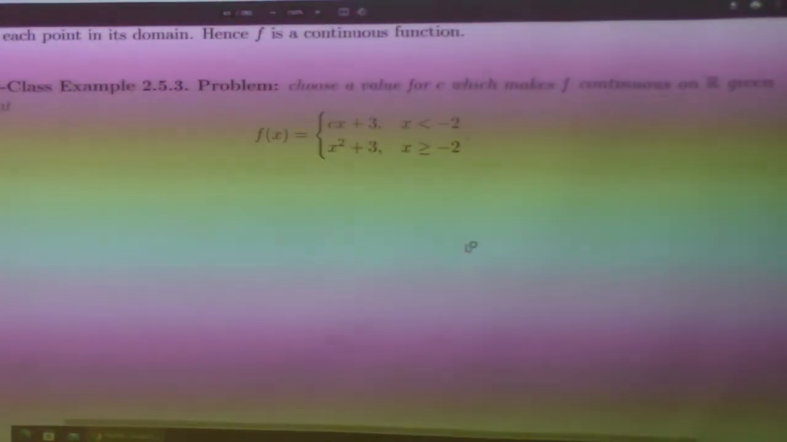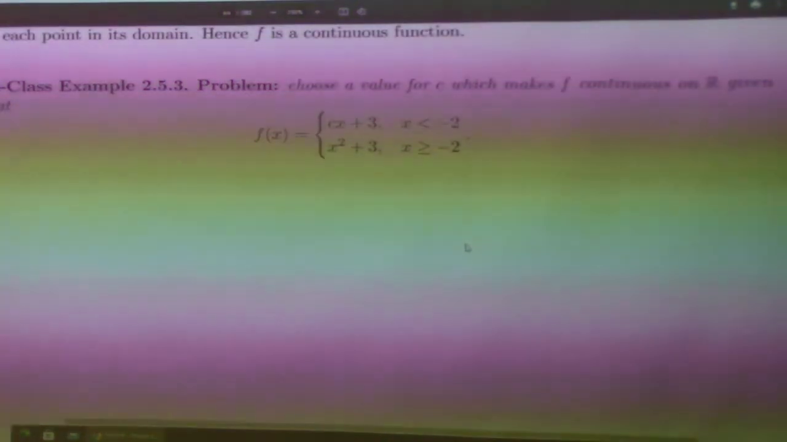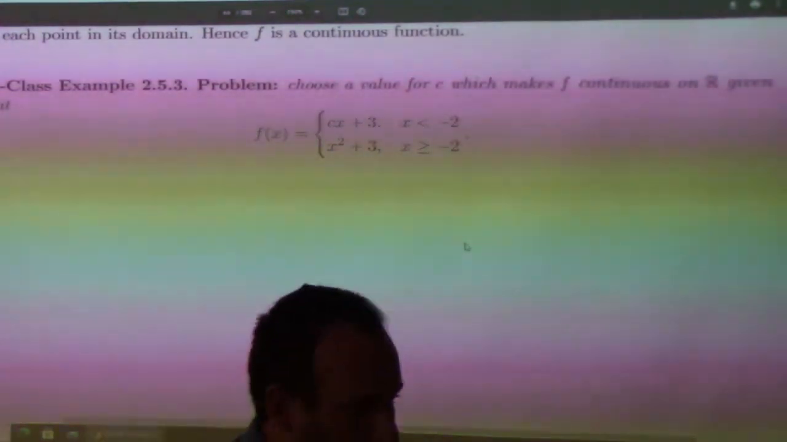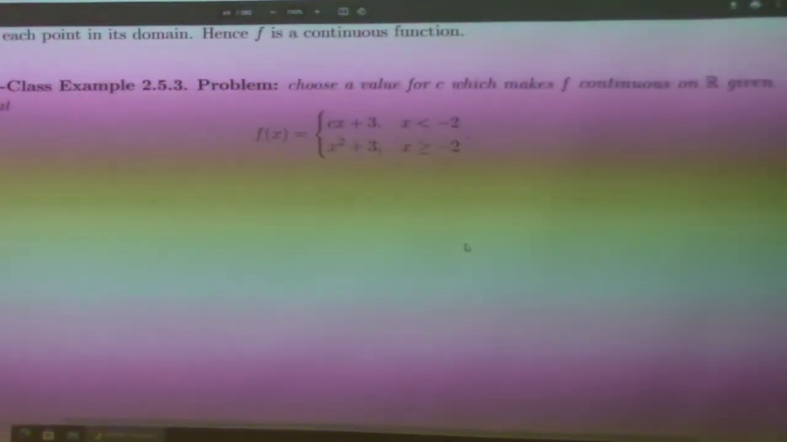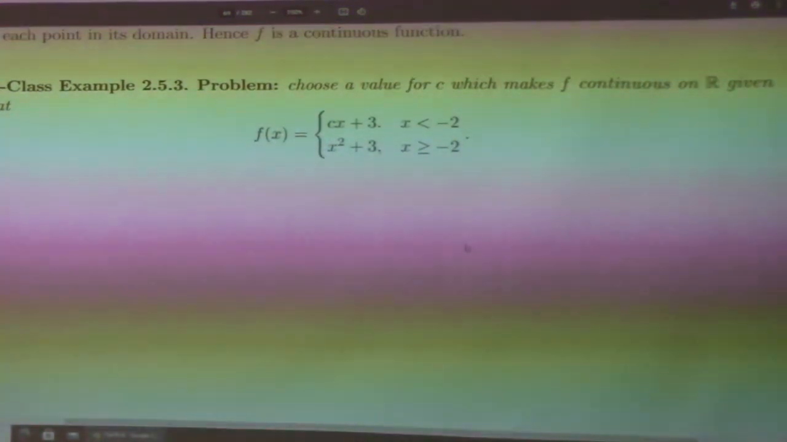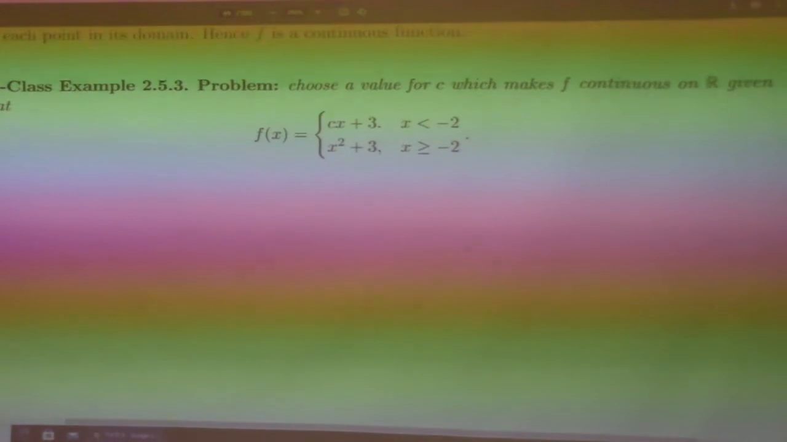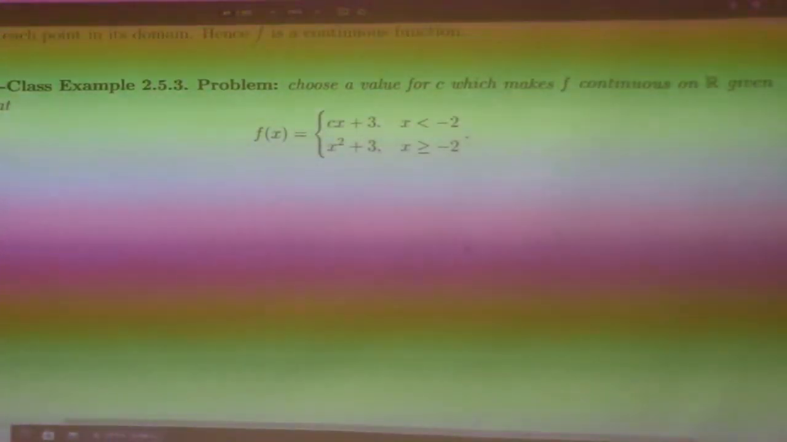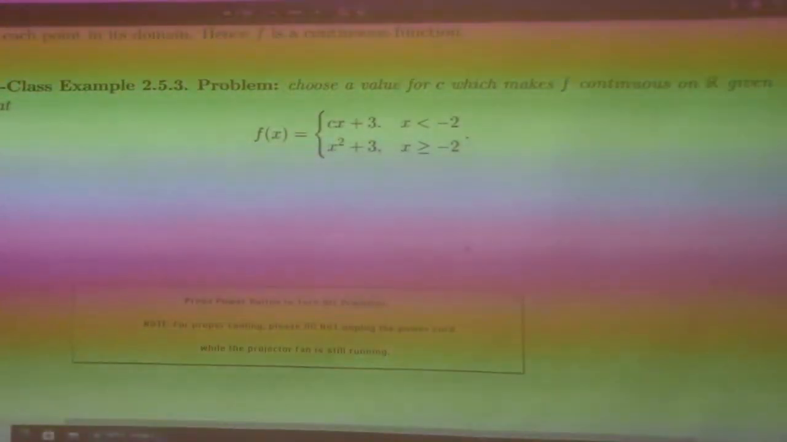Just to give you a snapshot ahead of what's going on today, I'm trying to wrap up continuity, and we'll hopefully spend the last probably 25 minutes of class on tangent lines and differentiation. That won't be all the time we spend on tangent lines and differentiation, but it'll be the start. All right, so I'll put this away.